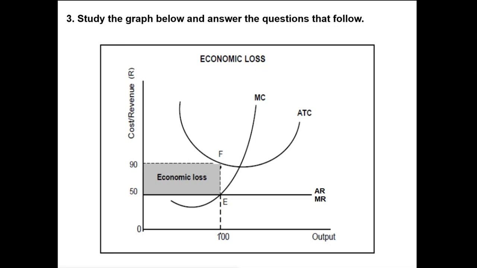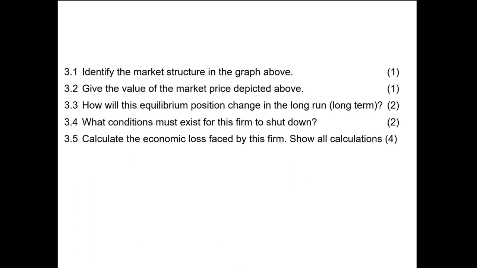Question 3.3. So this is the equilibrium point, the profit maximization at point E. The question is, how will this equilibrium position change in the long run or in the long term? So what will happen in the long term?